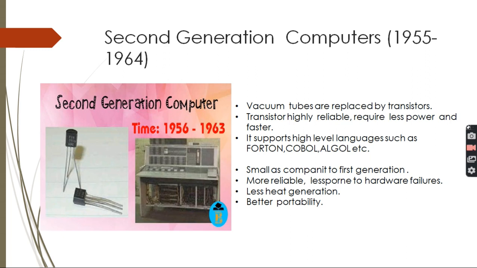Transistors are highly reliable, require less power and are faster. So it is a transistor computer. Transistor computers are known as the second generation of computers. We can use circuit boards filled with individual transistors and magnetic core memory. It can use magnetic core memory.